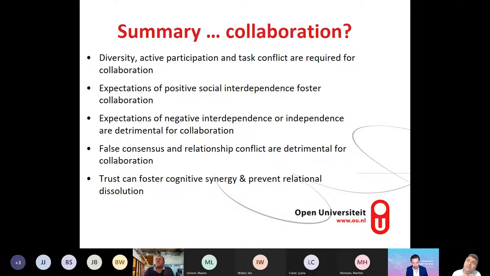Then don't be seduced by the harmony that is associated with the false consensus, because at the end of the day, that will be costly. That will generate relationship conflict, because that suppresses diversity, and diversity is then manifested in a dysfunctional way through relationship conflict instead of being channeled constructively into collaboration through task conflict.